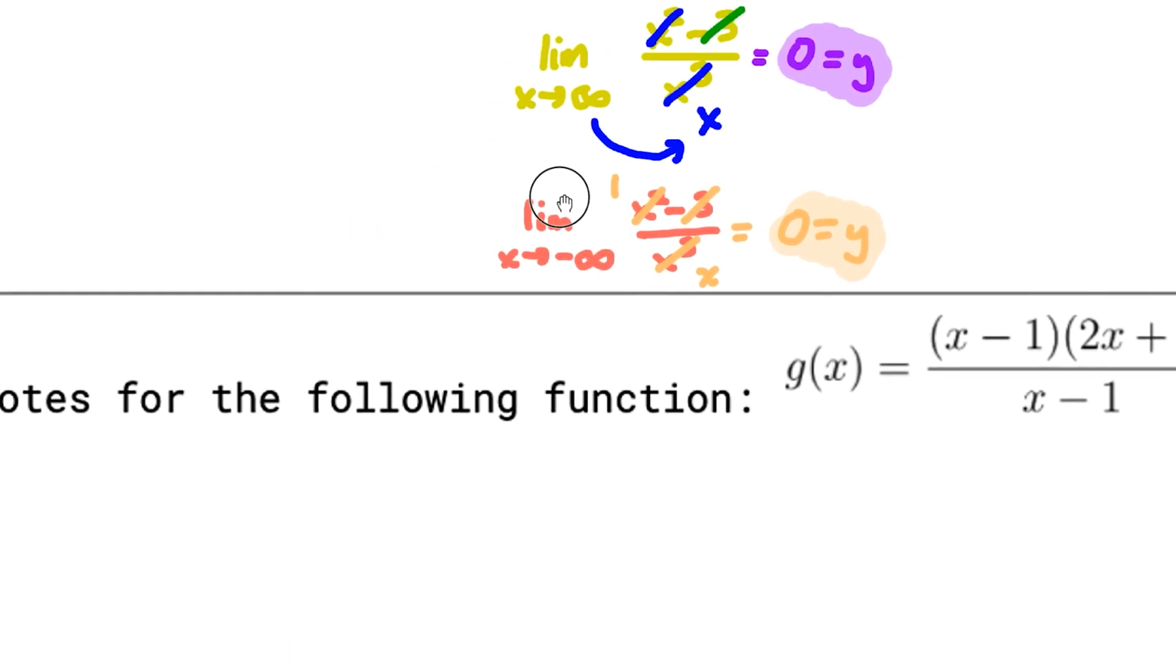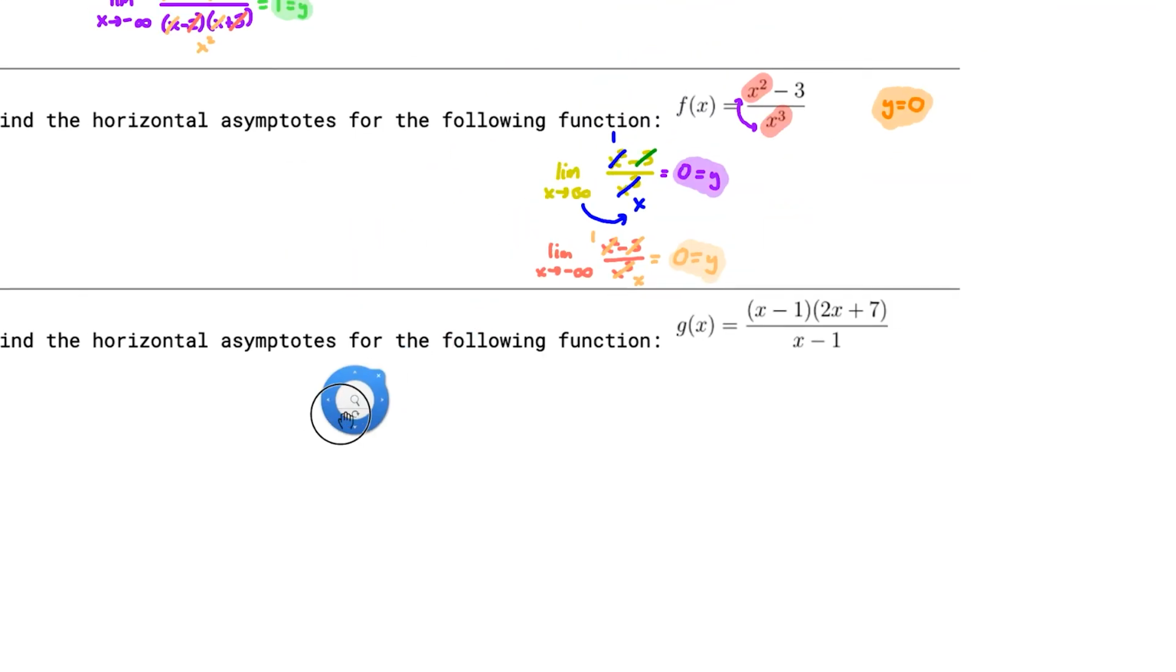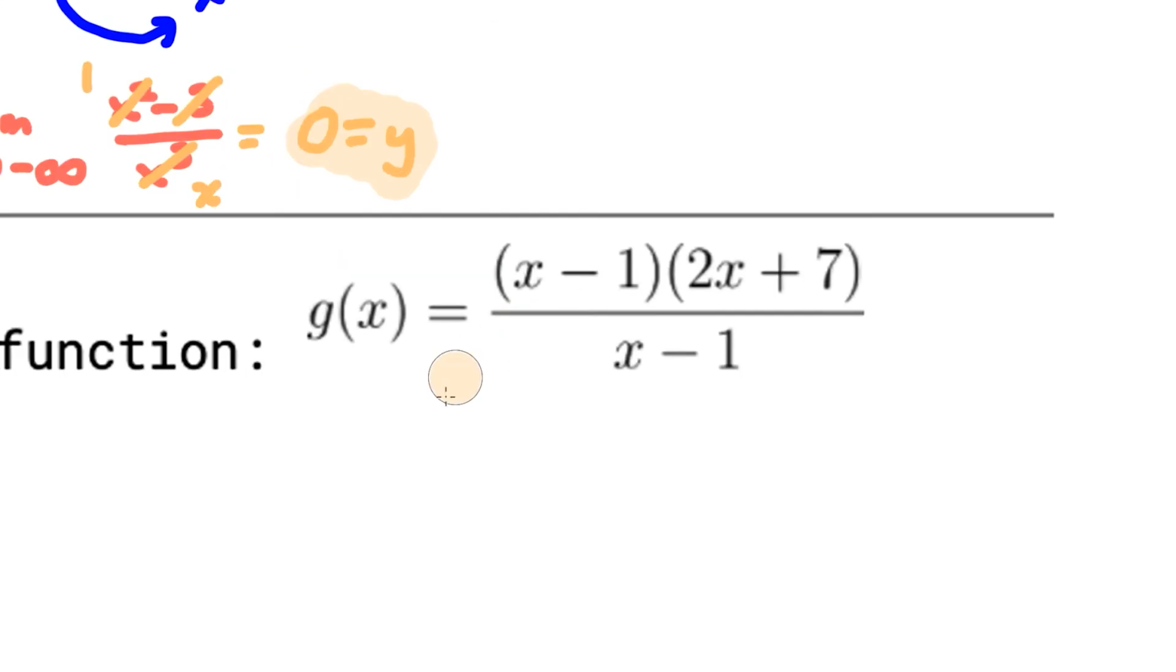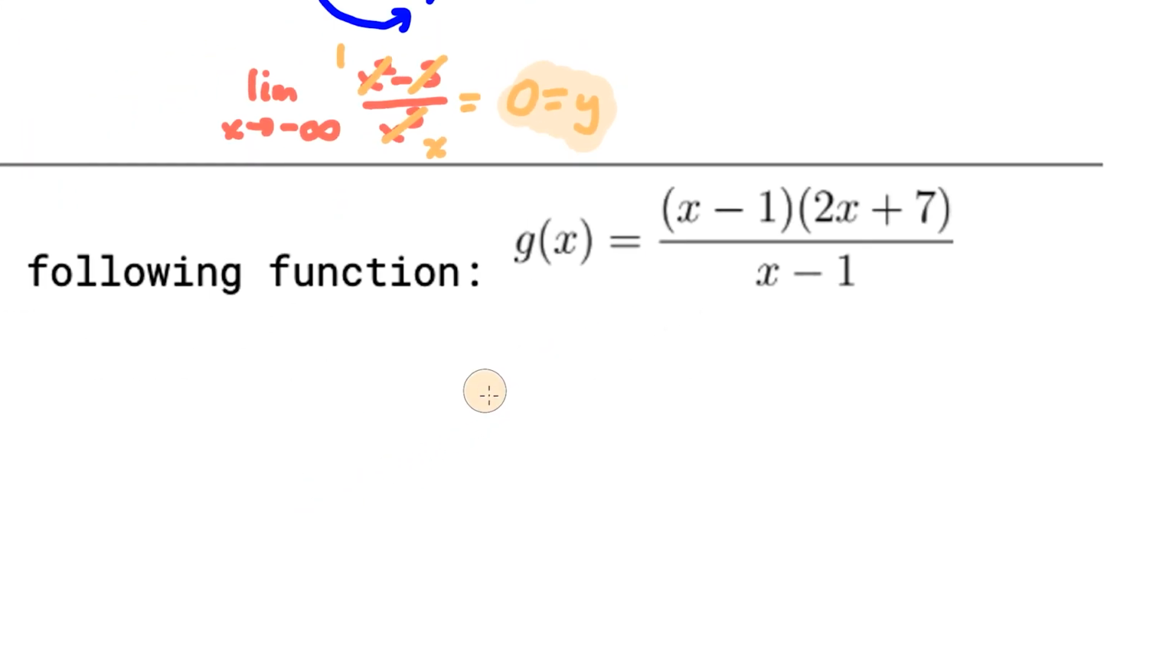All right, let's go to the next one here. It says find the horizontal asymptotes for the following function. So we're doing this one right here. Okay, right away you can see that the power on the top is going to be bigger than the bottom because there's 2 x's. There's this x here and this x here, and there's only 1 on the bottom. When you multiply those x's on the top, it's going to be x squared, so it's going to have a bigger power on top than on the bottom. Whenever this happens, there is going to be no horizontal asymptote. Okay, whenever the degree on the top is bigger than the degree on the bottom.